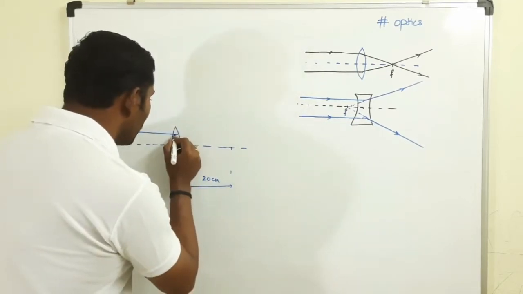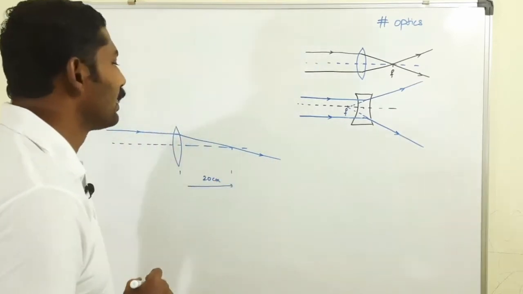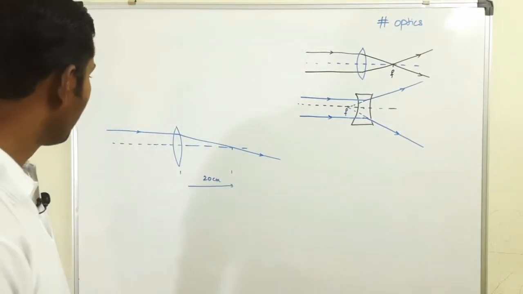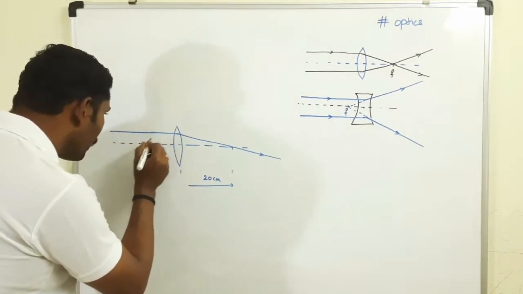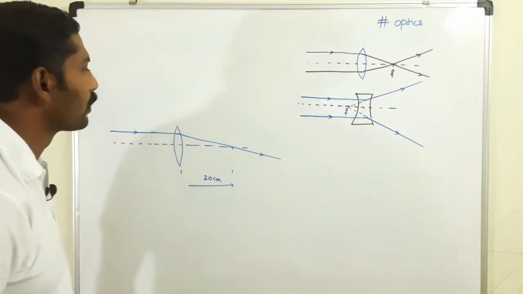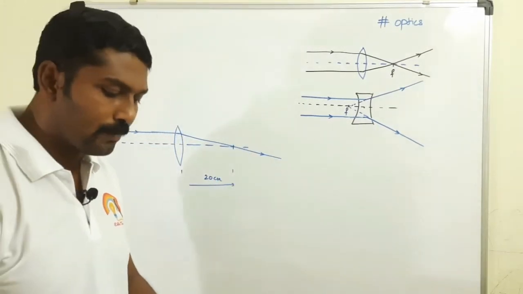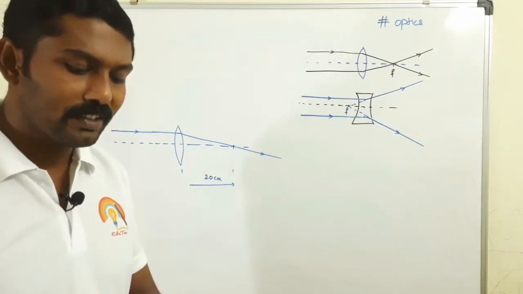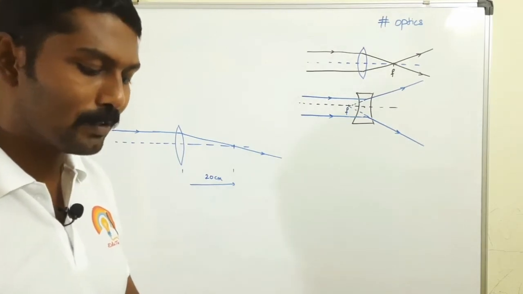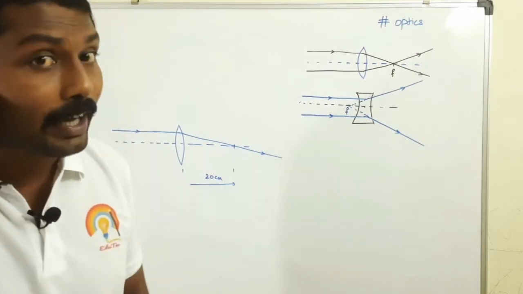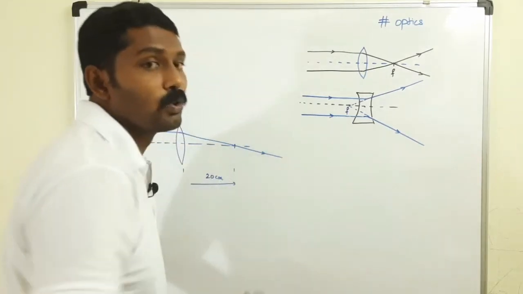The light will pass through the convex lens, right? This is your parallel beam, so it passes through this point. But it is said that a concave lens of focal length 5 centimeters is kept along the same axis with a distance d between them, so that the beam which is coming out should go parallel.